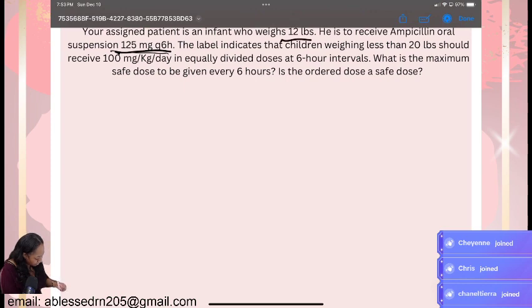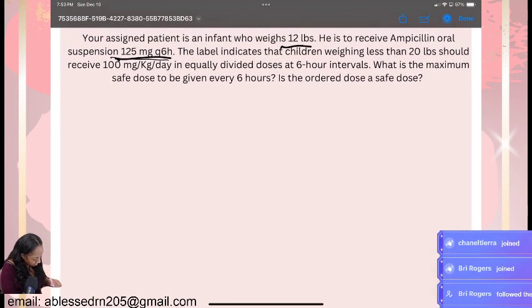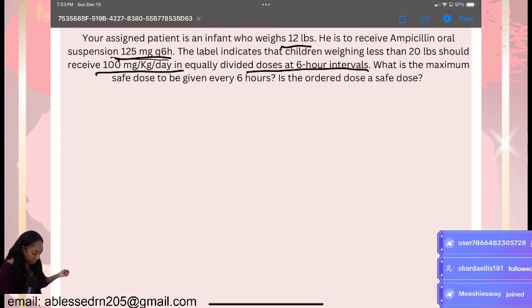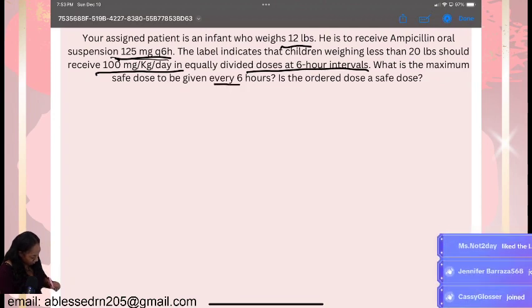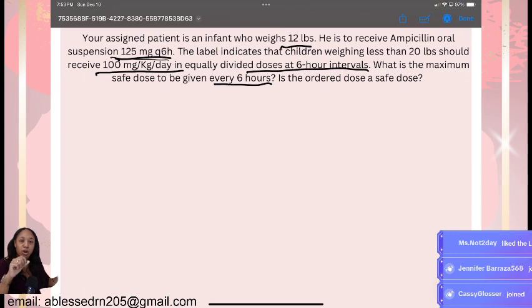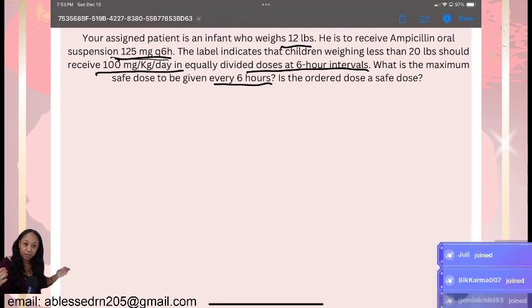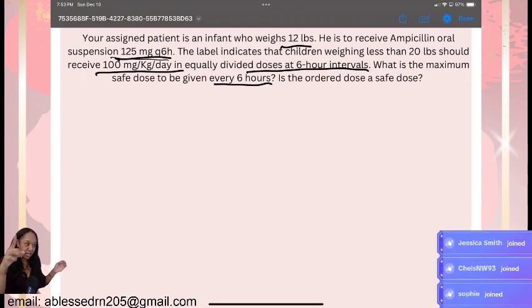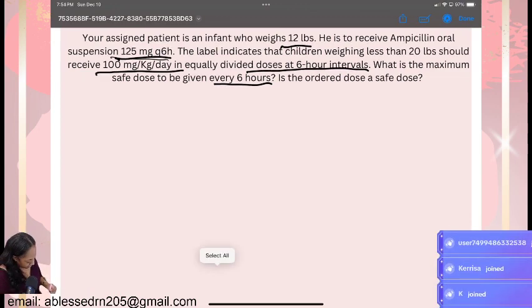So the child weighs 12 pounds, and because he is less than 20, they are going off that. Because they are less than 20 pounds, they are to receive this much, and then it has to be divided into 4 doses. So how much is the maximum that you can give every 6 hours? It's only for one dose, not the whole 24 hours. You have to really look at these problems and look at the wording and see what it is that they're asking, okay?